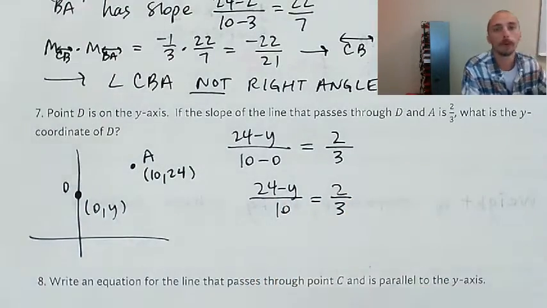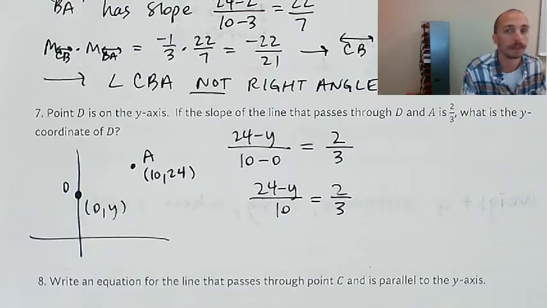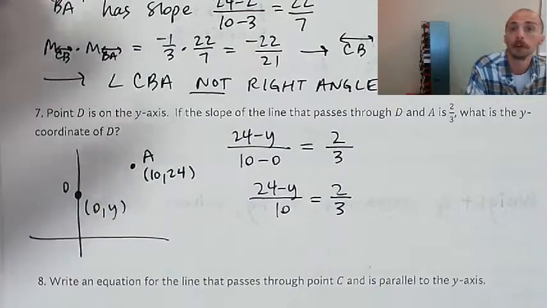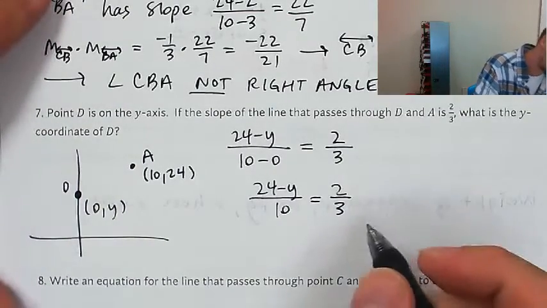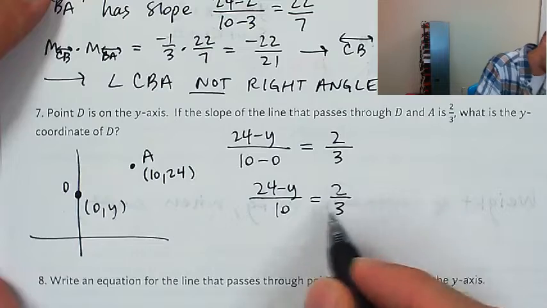Okay, we could cross multiply. We could multiply both sides by 30, or by 10 and then by 3. You do whatever you're going to do, just make sure it's correct. So I'm going to cross multiply.